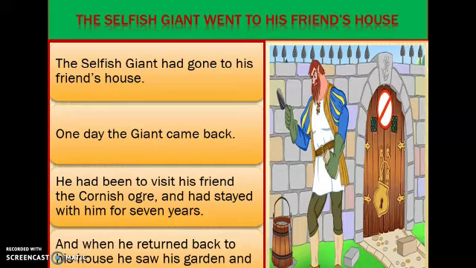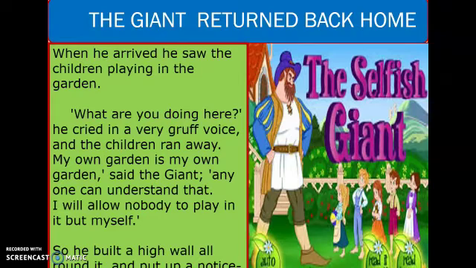Now the giant had gone to his friend's house, and one day the giant came back. He had gone to his friend the Cornish oak and had stayed with him for 7 years. So for 7 years the giant had gone away to visit his friend the Cornish oak. And when he returned back after 7 years to his house, he saw his garden and he became furious. He was very angry because he saw the children playing in his garden. The giant returned back home, and when he arrived, he saw the children playing in the garden.